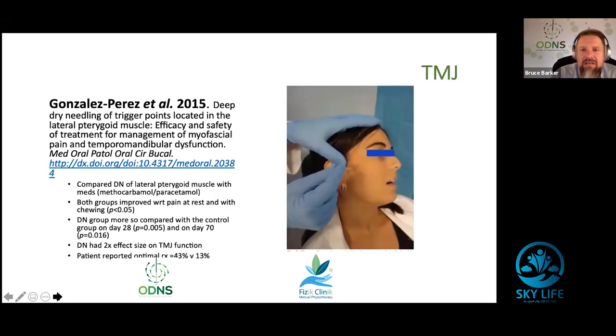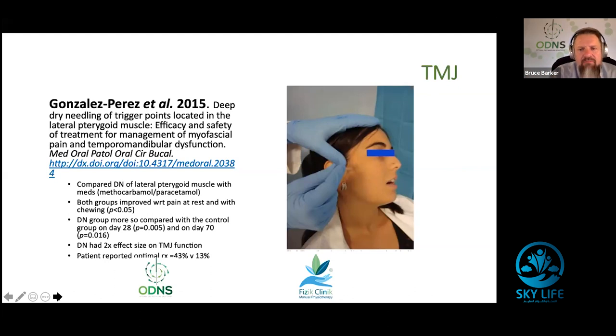Then TMJ, temporomandibular joint problems. There's lots of research on TMJ at the moment. Gonzalez Perez in 2015 showed that needling the lateral pterygoid, really inside over here, has to do with the discal movement, right? They show that needling this area, which people panic about because it's really close to the trigeminal nerves, is both safe and effective for the management of myofascial pain.